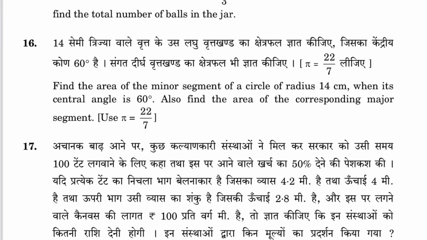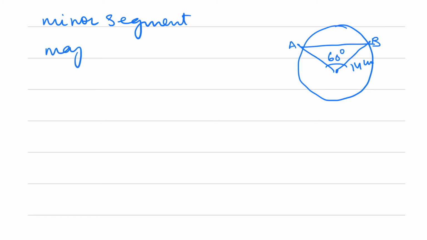Question number 16. In this question we have to find the area of minor segment. So let this be minor segment, and with radius is 14 centimeter, and the central angle is 60 degree. So we have to find the area of minor segment, and we have to find the area of major segment.